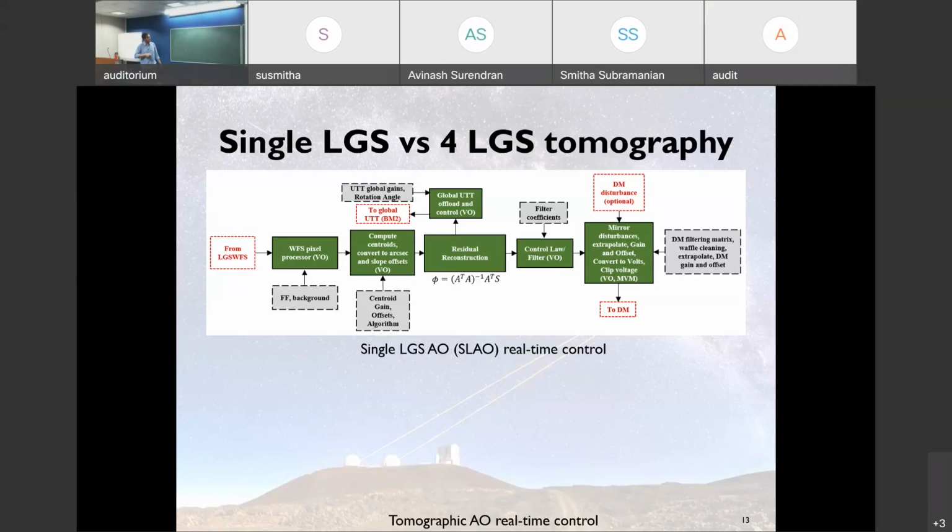And you put it through a control system, a control law, and what you do is all the conditioning for the deformable mirror, ensure that it does not go over a certain actuator value, all those things, and you feed it to the DM. So this is how a conventional AO system works.